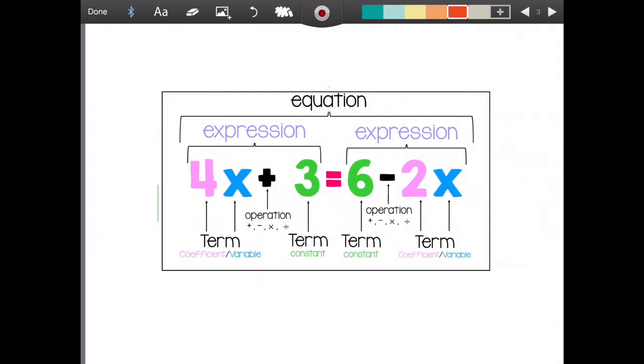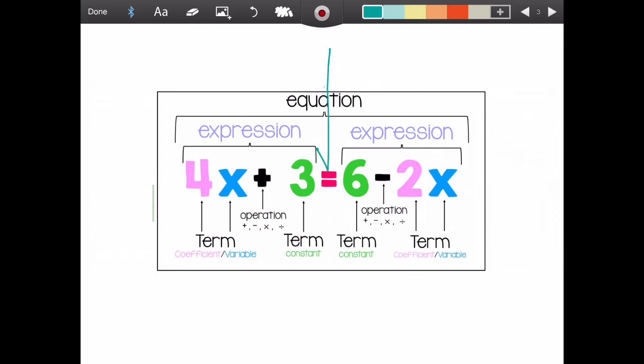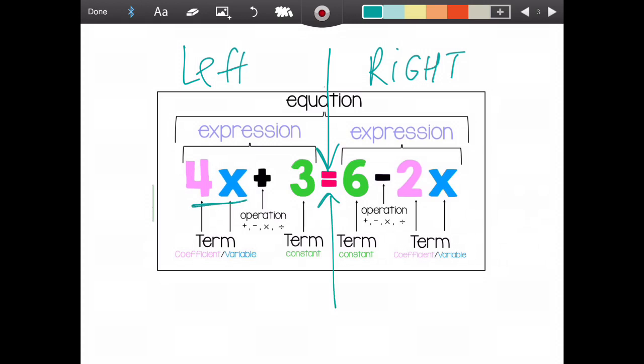We do need to know the different parts of an equation here. Again, if we focus on our equal sign, it separates it into two expressions. We have the left side, and then we have the right side, and again, they're set equal to one another with this nice equal sign. All right, so again, this is one term, this is two terms held together by an operation. Same thing on the right, one term, two term held together by an operation.